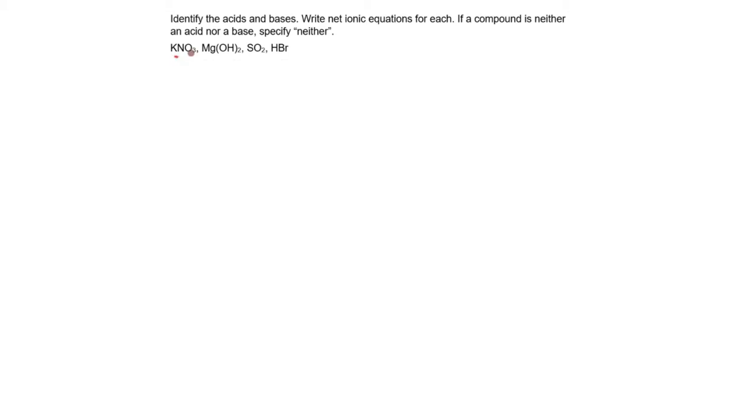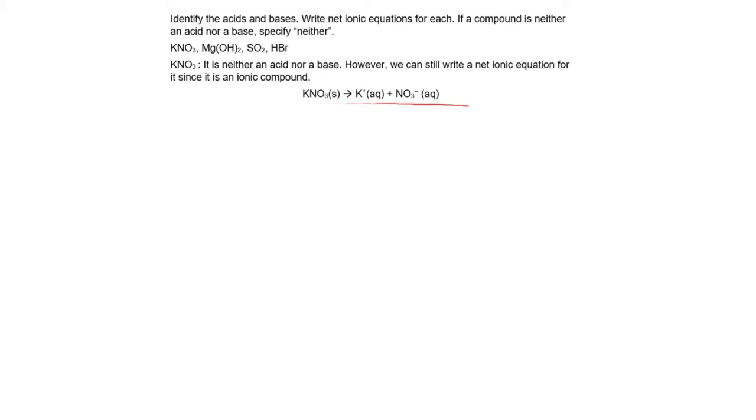Our first compound is potassium nitrate. If it is an acid, it will have a proton to donate. Well, potassium nitrate doesn't even have any hydrogen, so it cannot be an acid. If it is a base, it will have hydroxide ions. Again, we have no hydroxide anions, we have the nitrate anion. So this is neither an acid nor a base. But because it is a salt, we can still write a net ionic equation for it. Here is our net ionic equation.